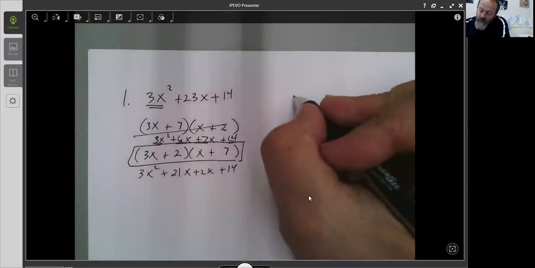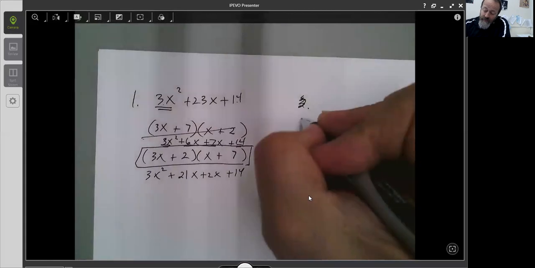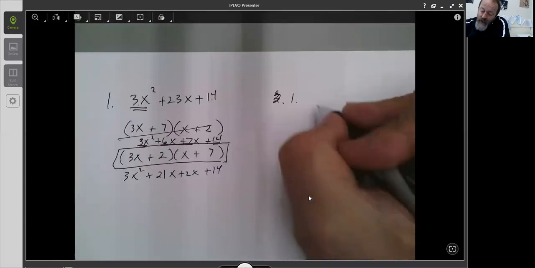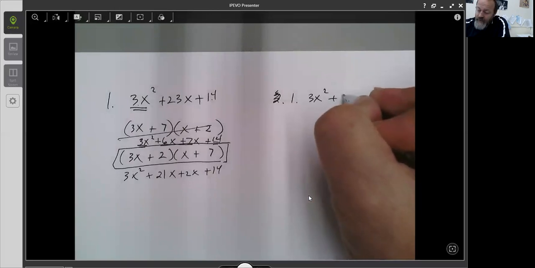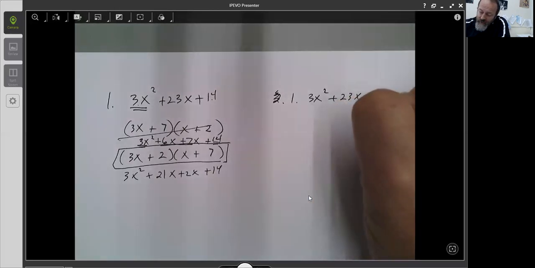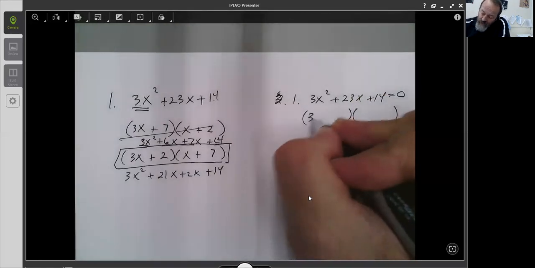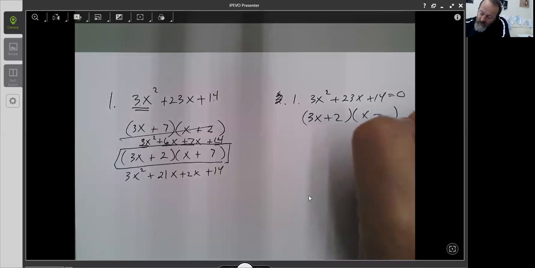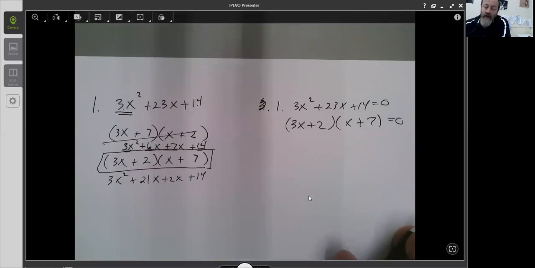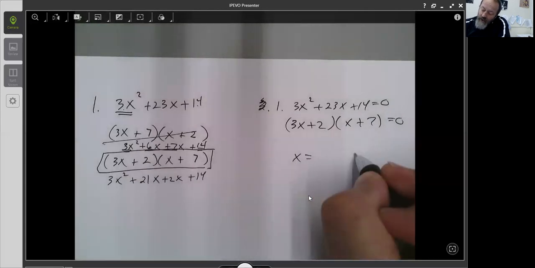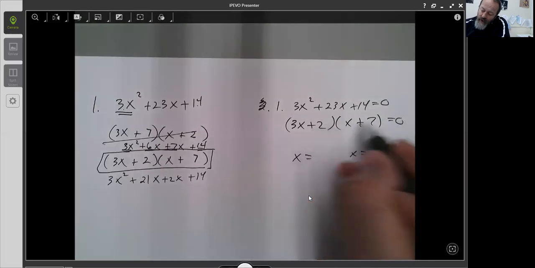Now, sometimes you are not being asked simply to factor the problem. Sometimes you're asked to solve the problem. So imagine, if you will, someone asks you to take 3x squared plus 23x plus 14 equals 0. Now, factoring becomes a tool. It's not the answer, but a tool to help us get the answer. And so what we need to do now is take a look at what can I do that would make either one of these pieces equal to 0 so that their product would be 0.